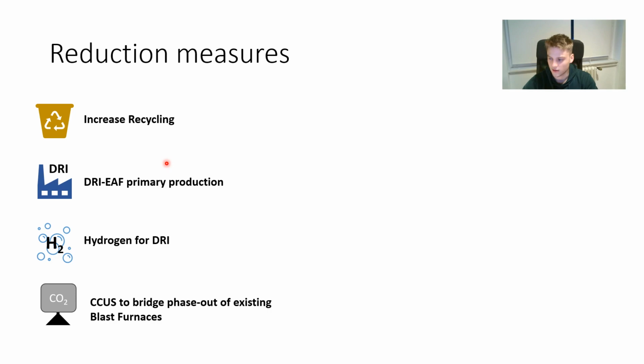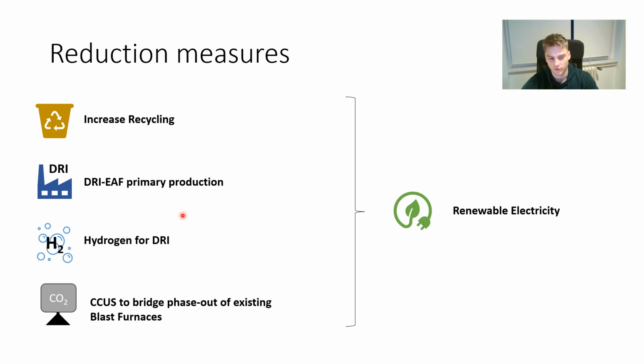But keep in mind that all of these are in the end dependent on renewable electricity. So we have the recycling in the electric arc furnaces, we have electricity needed in the direct reduced iron EAF pathway, hydrogen needs green electricity for a good environmental performance, and so does the carbon capture plant.